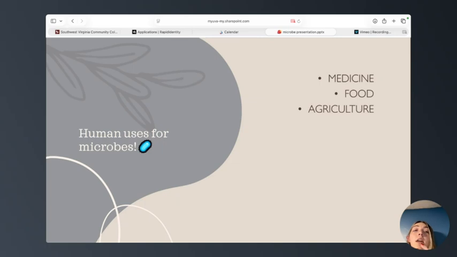We also know that microbes can be used for agriculture and soil health. They help the breakdown of different things in the soil. And also, I did read that there are some products that contain ingredients that come from algae, and that can be like ice cream, salad dressing, and toothpaste. And I thought that was very interesting.